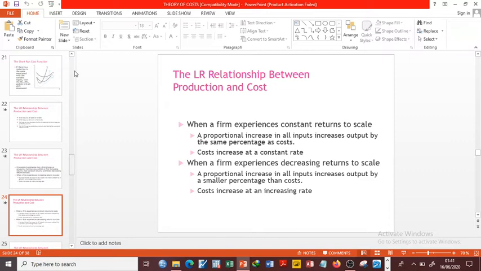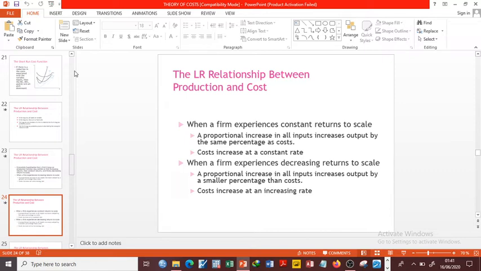Now, there is also what we call decreasing returns to scale. Decreasing returns to scale is the opposite of increasing returns to scale, and it is not a good position for a farm. Why? Because if you increase the amount of input by a given proportion, say 5%, output will increase by a proportion that is less than 5%. So with decreasing returns to scale, costs will just be increasing at an increasing rate. So this is not a good scenario or a good position for a farm.